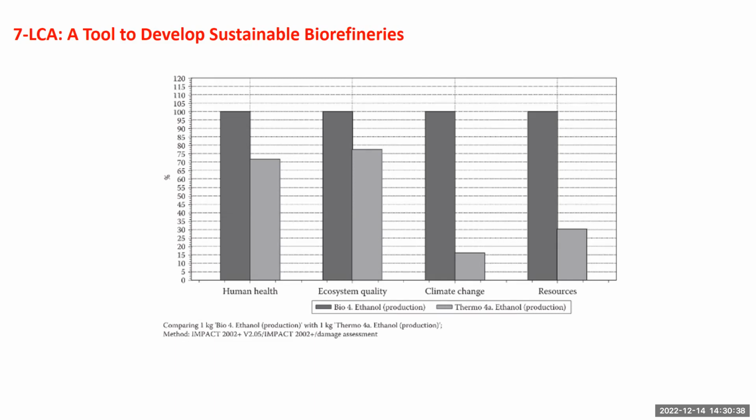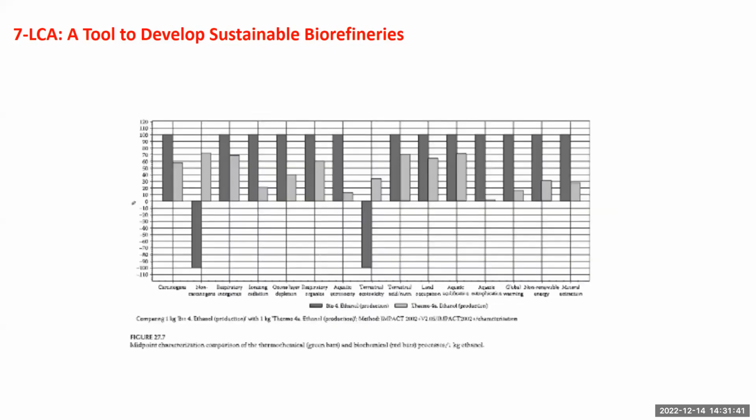Comparing 1 kilogram of bioethanol production with 1 kilogram of thermochemical ethanol production based on the impact method in LCA, if we look at the graph, you can see that the thermochemical ethanol production from forest residue gives more impact compared to the corn stover production on human health, ecosystem quality, and climate change also. The corn is better, and for resources also, corn stover is better compared to making ethanol from forest residue. This is also a method from LCA.